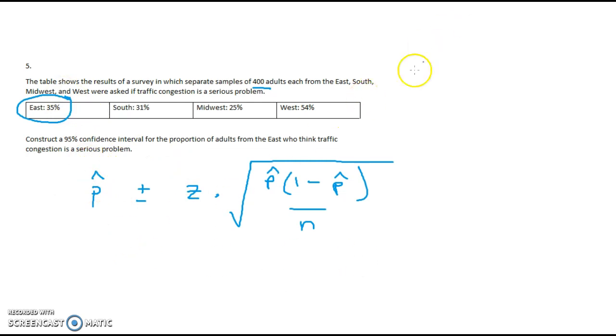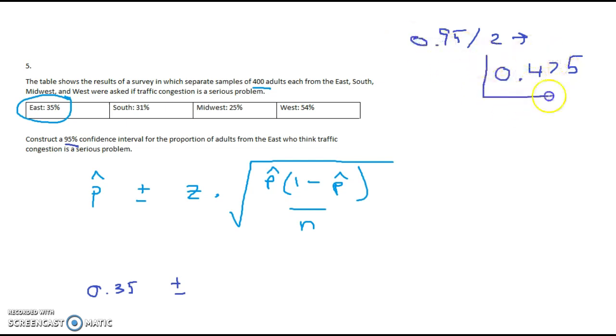Here we go. Hold on a second. There we go. So we know initially p hat, or the percentage of people that said yes, congestion is a serious problem, is 35%. So that's 0.35 plus or minus. Okay, now z-score again. We want to be 95% certain. Okay, so again, remember, right tail, left tail kind of thing. 95% divided by 2, what is that? It's 47.5.